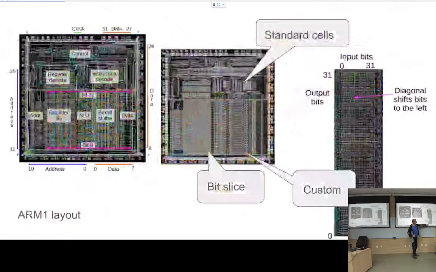But if you do it at the transistor level or the switch level, then it's this cool little block where the transistors form these barber poles. And they also used standard cells for the parts that didn't matter very much. So you can see that they just put the standard cells.